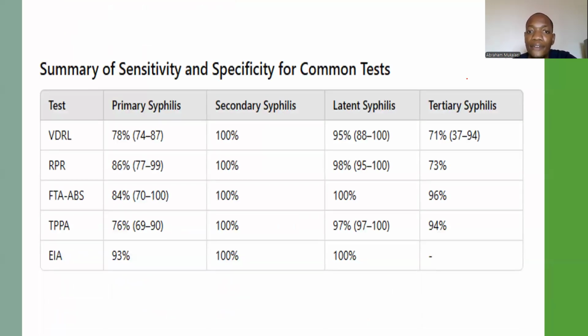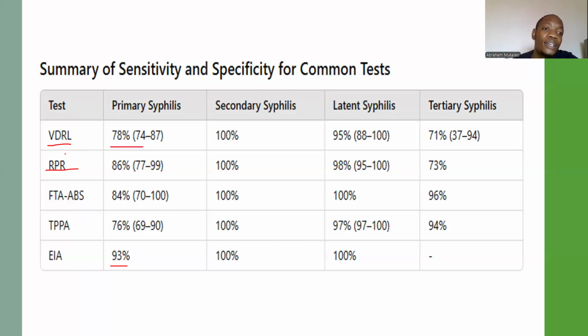Now these tests have specific sensitivity depending on the type of syphilis. If someone has primary syphilis, there's no single test that is 100% correct. The highest is the enzyme amino acid assay, which is up to 93% in primary syphilis, but this is not readily available. So you may find yourself doing VDRL, or RPR, and the tests that you're doing are not 100% positive or specific.